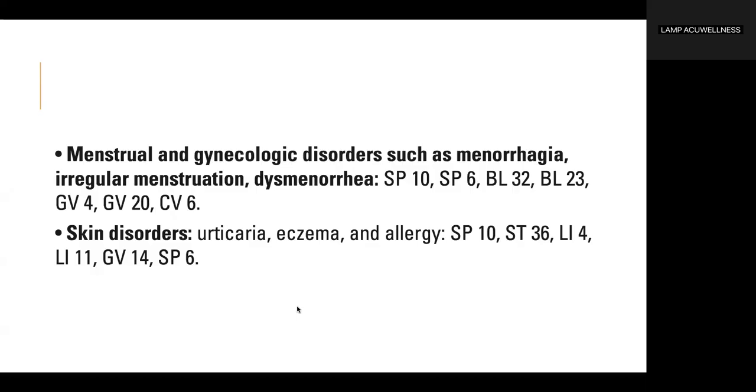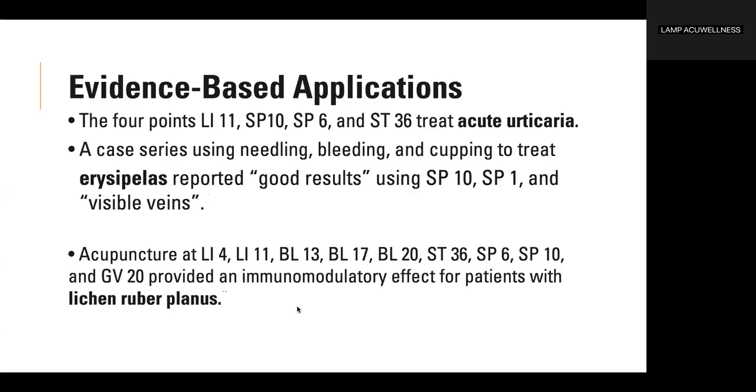For menstrual and gynecologic disorders such as menorrhagia, irregular menstruation, and dysmenorrhea, Spleen 10 is combined with Spleen 6, Bladder 32, 23, GB 4, 20, CV 6. For skin disorders, urticaria, eczema, and allergy, we combine Spleen 10 with Stomach 36, LI 4, 11, GV 14, Spleen 6.